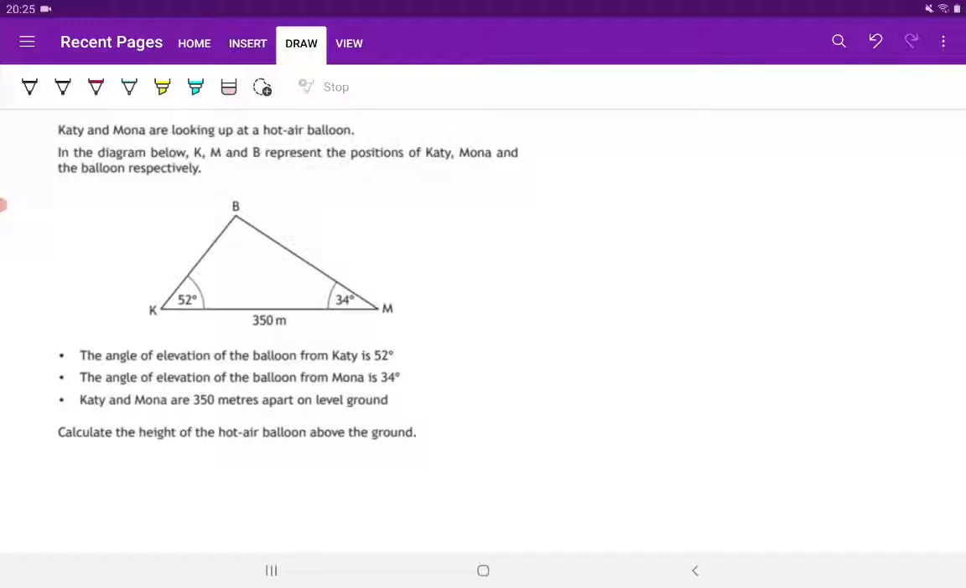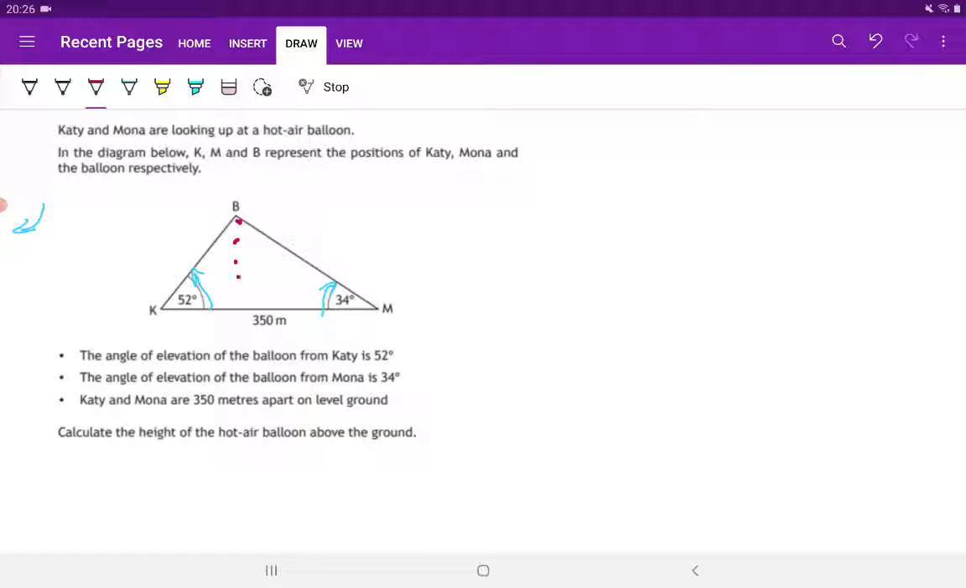So let's have a look at this. Katie and Mona are looking up at a hot air balloon. In the diagram below, K, M and B represent the positions of Katie, Mona and the balloon respectively. Now, you'll see in these questions, it'll talk about the angle of elevation or the angle of depression. It just means either the angle looking up, okay, so that's angle of elevation, and then angle of depression would obviously go the other way, and we'll see that in a wee minute. So the angle of elevation of the balloon from Katie is 52 degrees, so we've got that angle in there, and Mona is 34 degrees. Katie and Mona are 350 metres apart on the level ground. Calculate the height of the hot air balloon above the ground.